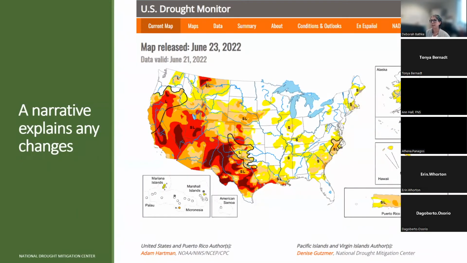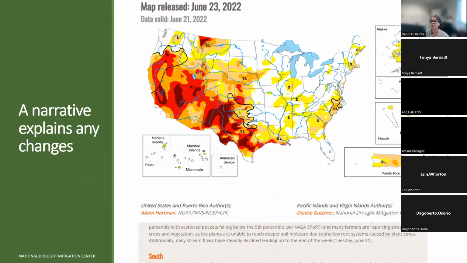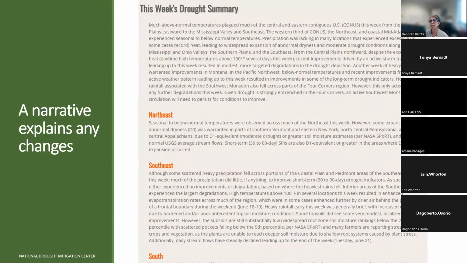And then the last component that I want to talk about is that each week the author writes a narrative that explains any changes that they made to the map this week. And that narrative is broken down into a national summary and then also by each climate region. So Northeast, Southeast, South, High Plains, Midwest, and West. And what the authors do in this is they'll mention some of the specific products that they use to help make that determination, or the time scales. And I will show some maps of this in a little bit to give you a better idea of what I mean here.